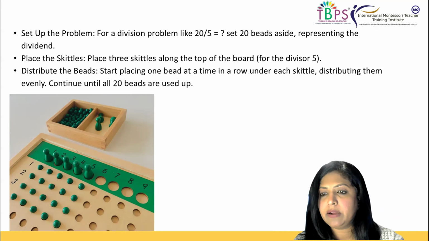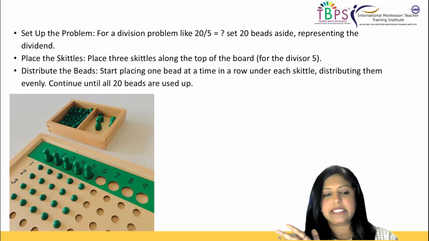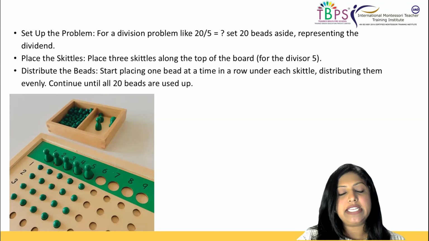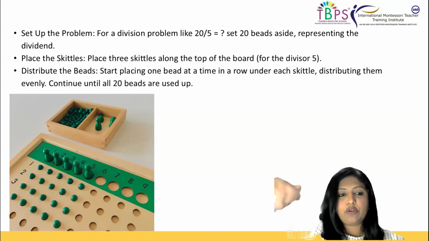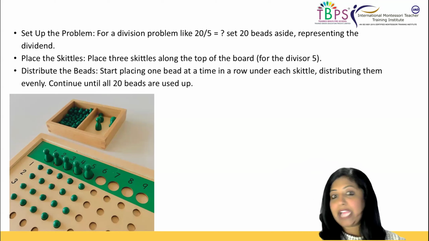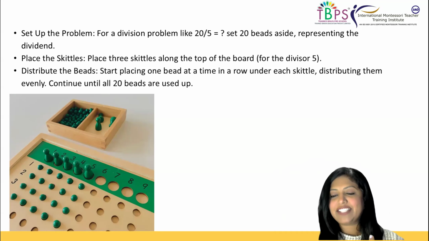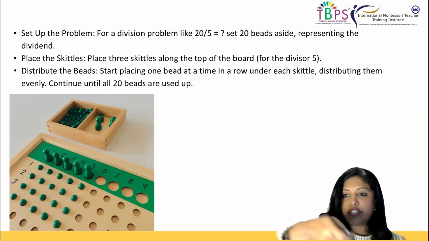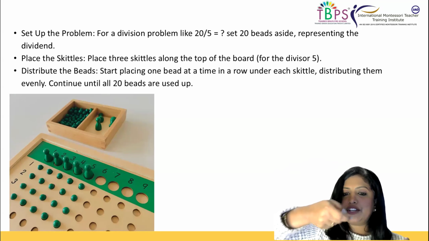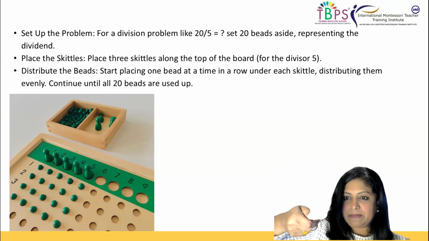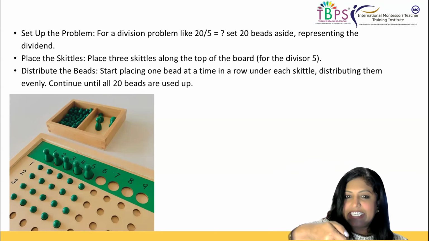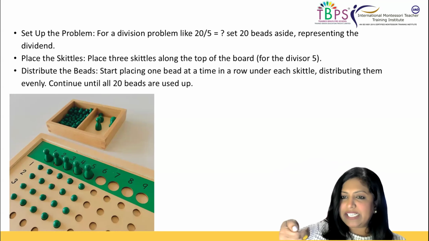Okay, Lavanya? Good. Purni? Everybody got it? Yes, ma'am. So now you have your 20 beads. You start distributing. 1, 2, 3, 4, 5. Oh, I don't have the 6th divisor. So what do I do? For the 6th bead, I come to my second row. 6, 7, 8, 9, 10. Then I come to the third row. 11, 12, 13, 14, 15. I come to the fourth row. 16, 17, 18, 19, 20.